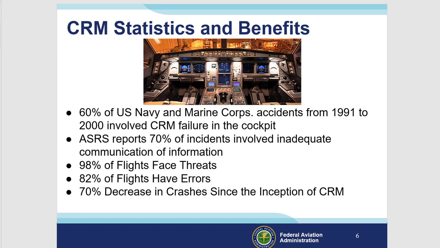Ultimately, the CRM statistics and benefits here are that 60% of U.S. Navy and Marine Corps accidents from 1991 to 2000 involved CRM failure in the cockpit. ASRS reports 70% of incidents involved inadequate communication of information. So the Aviation Safety Reporting System, basically those anonymous reports we send when things go wrong, 70% of them involve inadequate communication. So we need to improve our communication, or so it seems.